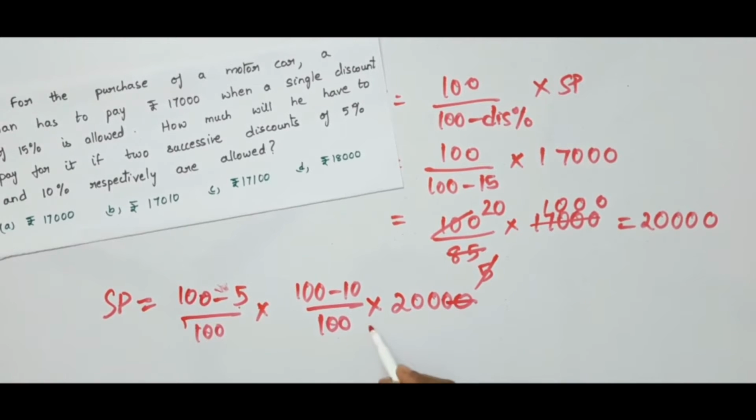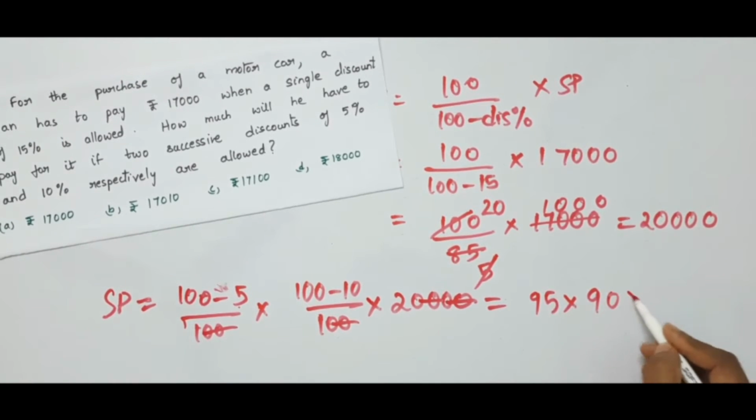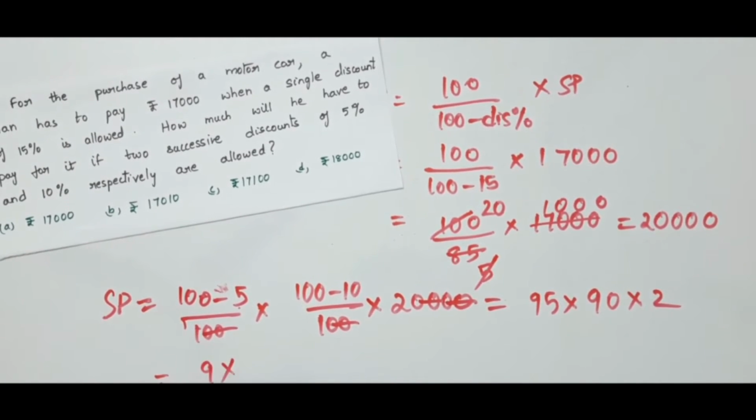So these two zeros cancel, and 1, 2, 3, 4. So I have written 20,000, right? These two zeros cancel. This is 100 minus 5, which is nothing but 95. 100 minus 10 is 90, into 2. This is equal to 95 into 180.